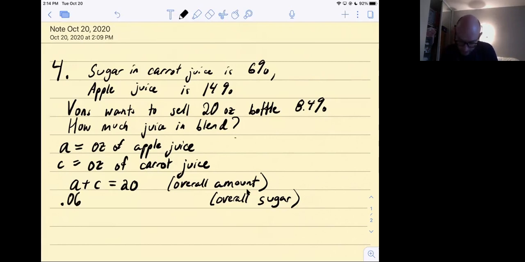So if it's 6% sugar, you can do 0.06 times, I guess I should rewrite it here. It'd actually be 0.14 times A plus 0.06 times C equals 20 times 0.084.